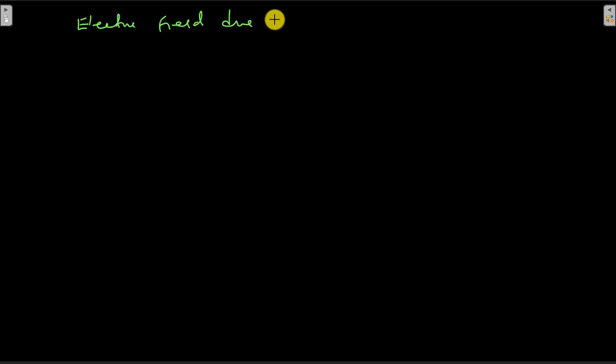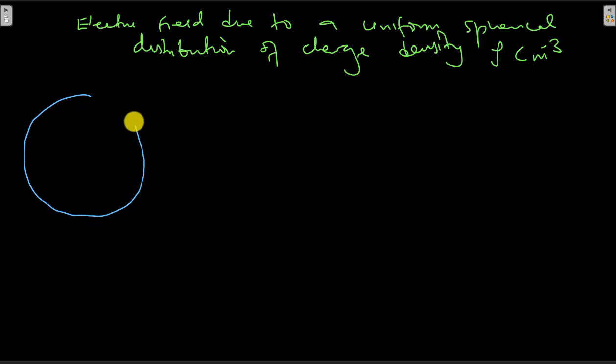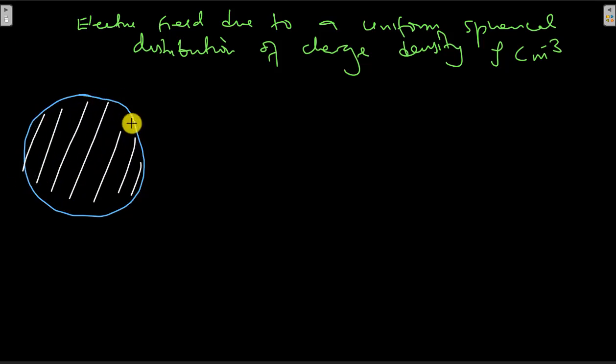Let us also use Gauss's law to find the electric field due to a uniform spherical distribution of charge density. Of course, this is a charge distribution, so it must have a charge density. Let's assume the charge density is rho, coulomb per cubic meter. Let's sketch what this looks like. We have a spherical distribution. This is a solid sphere.